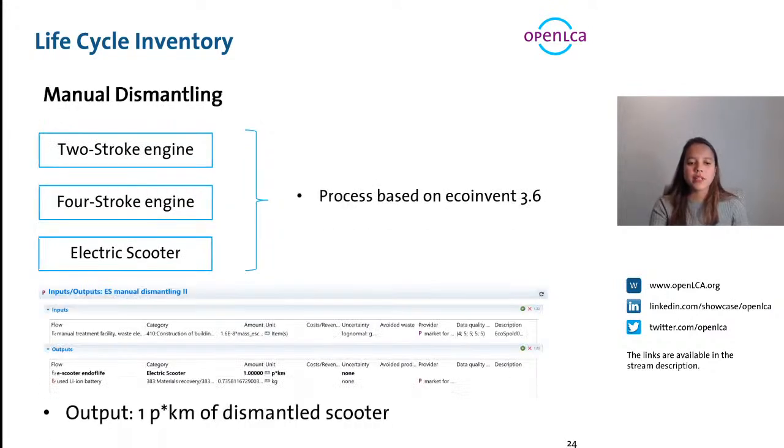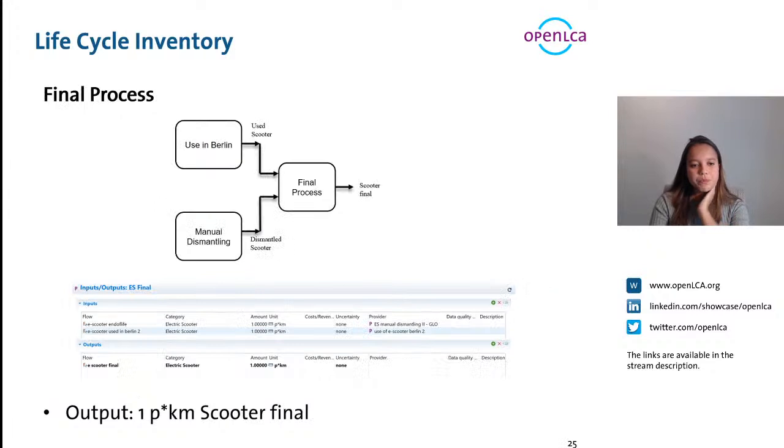Finally, we have the dismantling. The dismantling for the three scooters was considered the same and was based on an Ecoinvent process. Here you can see that the input is just the manual treatment facility, and as output, you have the e-scooter end of life. There is just one flow to connect to the next one, and they use the lithium-ion battery. Maybe you're wondering why I don't have a used scooter here. It's because this flow was already in the production slide, as I showed.